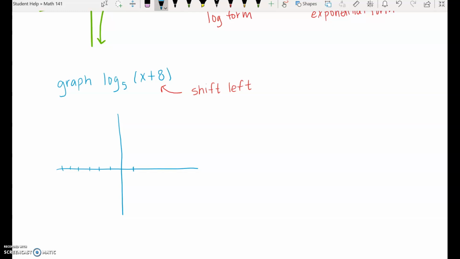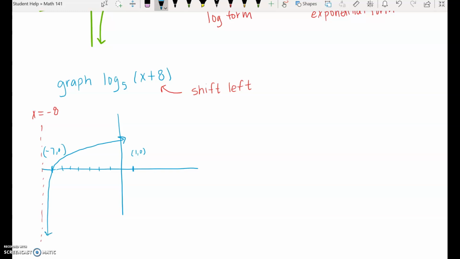So it would have started here at 1, 0. 1, 2, 3, 4, 5, 6, 7. And it's going to be at -7, 0 is our intersection point. And then our asymptote, instead of being at 0, is going to be at x equals -8. And then I'll draw my graph through this point, growing slowly.